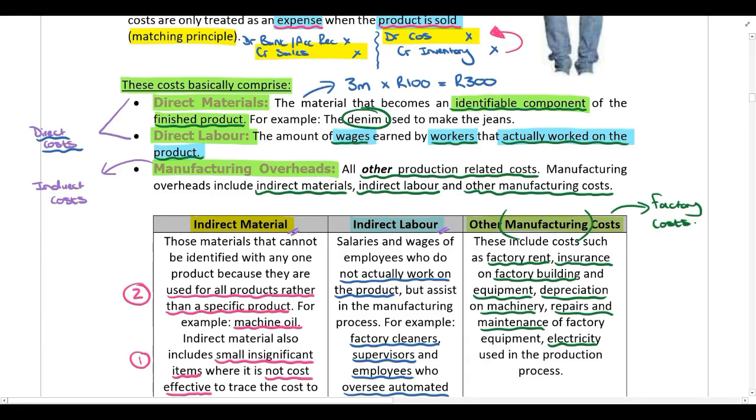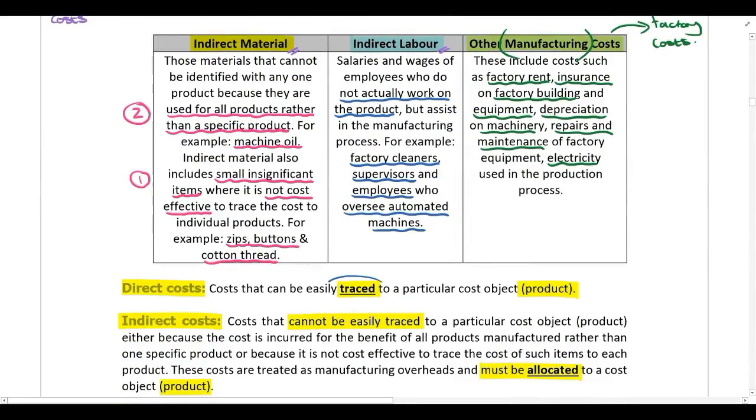The same applies to direct labor. Let's say, for example, it takes our workers 2 hours to make 1 pair of jeans, and we pay them 80 Rand an hour. That gives me a cost of 160 Rand per unit. I can trace the cost to a particular product. I know exactly what it costs in order to manufacture 1 unit. So those are direct costs. Direct costs can be traced to a particular product. I know that my direct material cost in order to make 1 unit is 300 Rand, and I know that my direct labor cost in order to make 1 unit is 160 Rand.